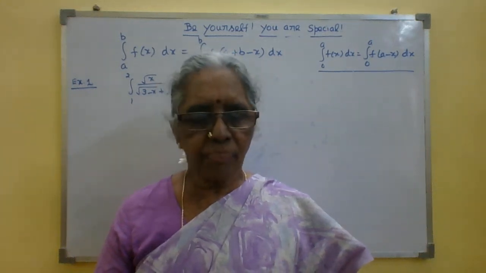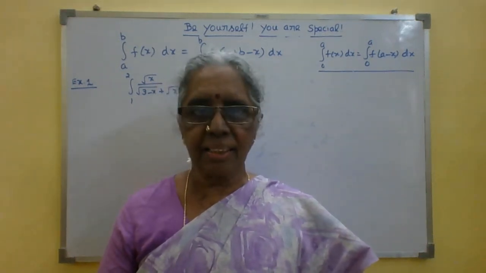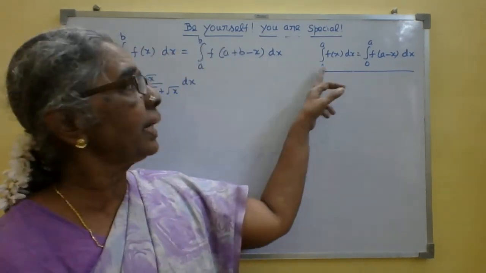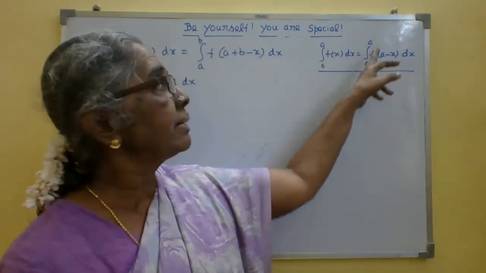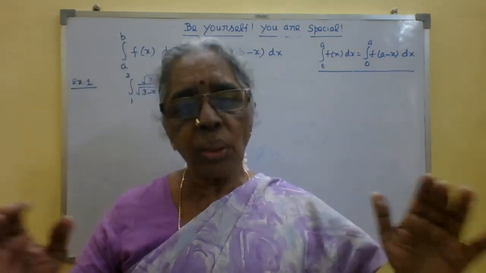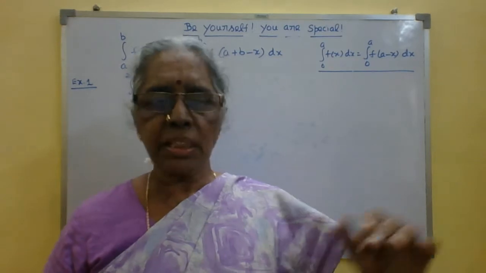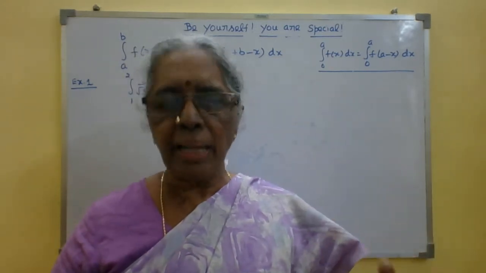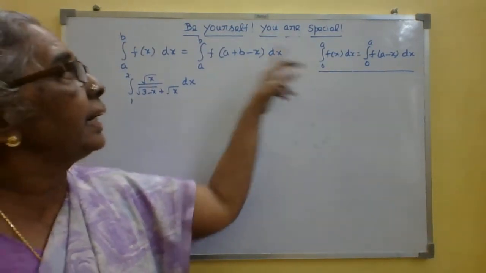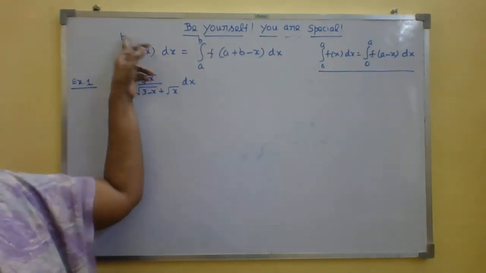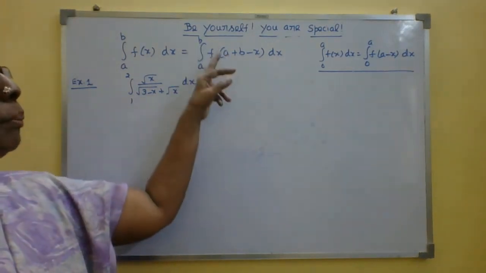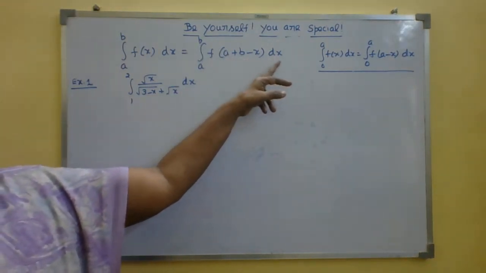Good day everyone. In properties of definite integrals, the first property we saw was integral 0 to a f of x dx is equal to integral 0 to a f of a minus x dx. Since we used that in many sums, that was the first property I explained and we have done some sums. But actually, that is a special case of this property, that is integral a to b f of x dx is equal to integral a to b f of a plus b minus x dx.